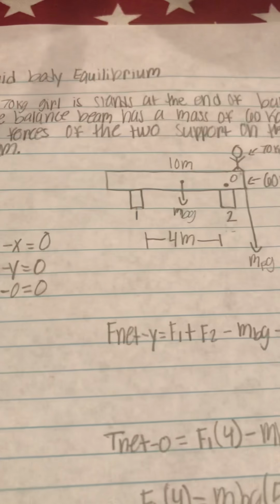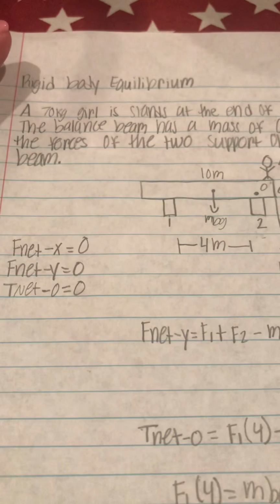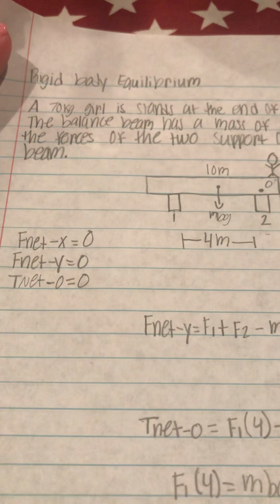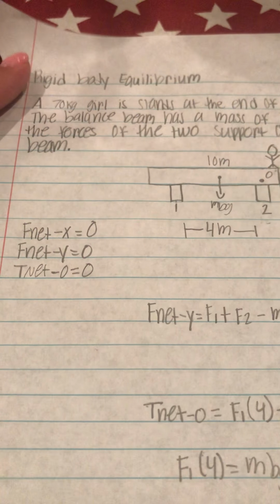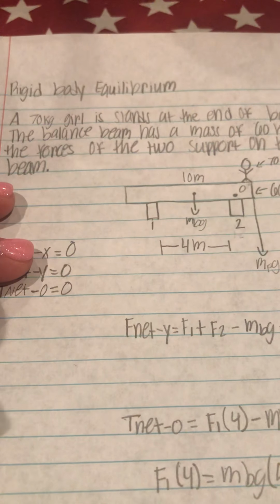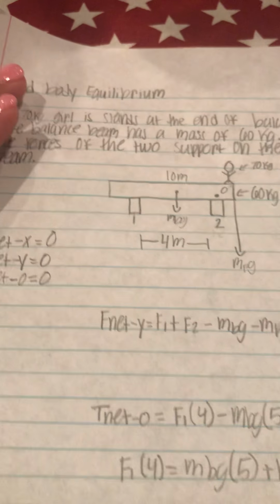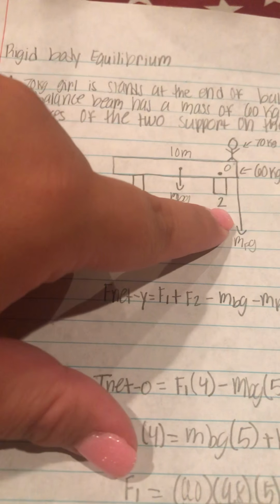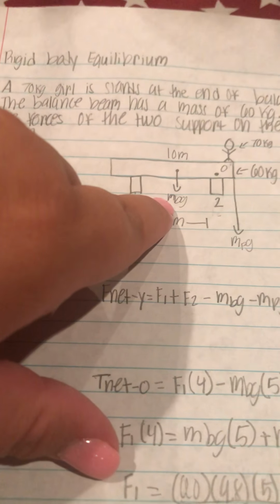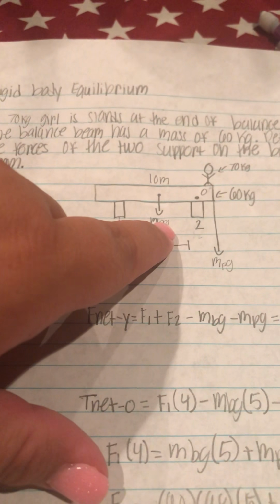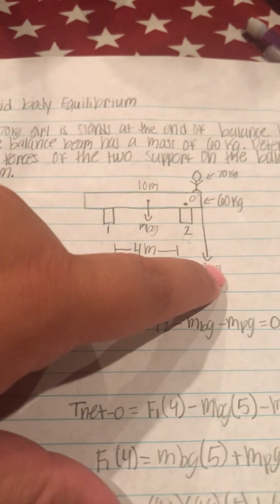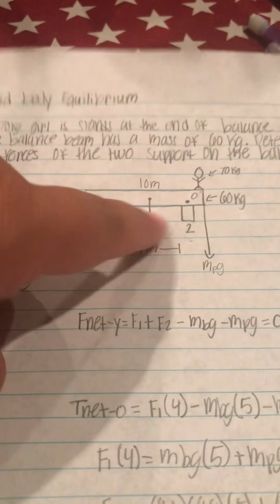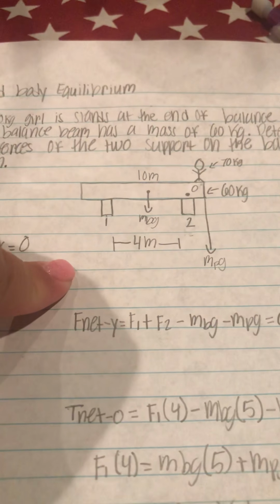So we come over here, and we know it's in equilibrium. So you know that F net X, F net Y, and torque net should all be equal to 0, which is true in this formula right now. Because this is force 1, this is force 2, and this is the mass of the beam times gravity, and the mass of the person times gravity. So this plus this plus this plus this is all equal to 0. So X would be done.